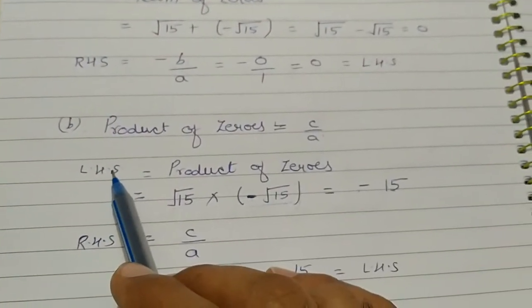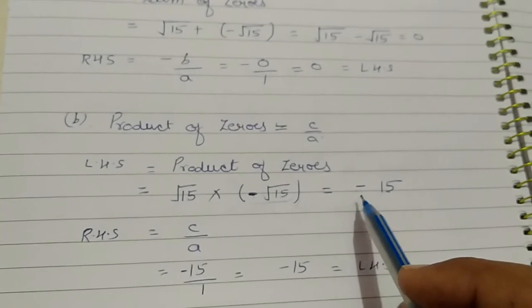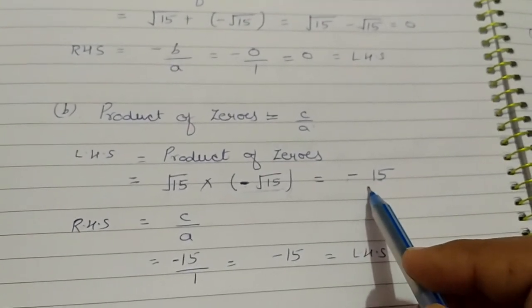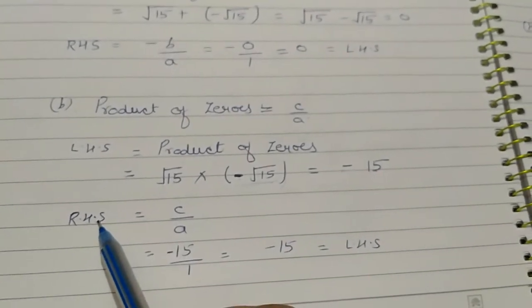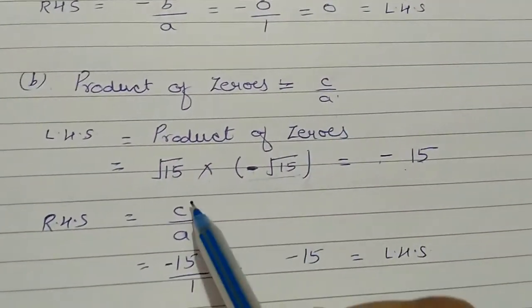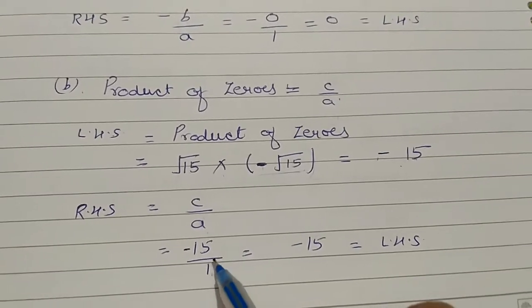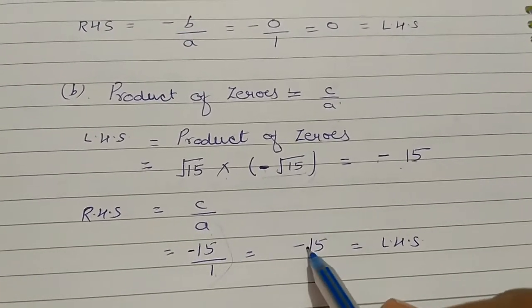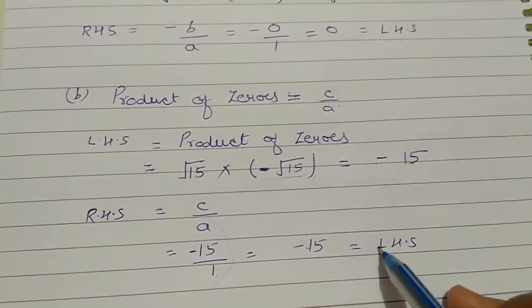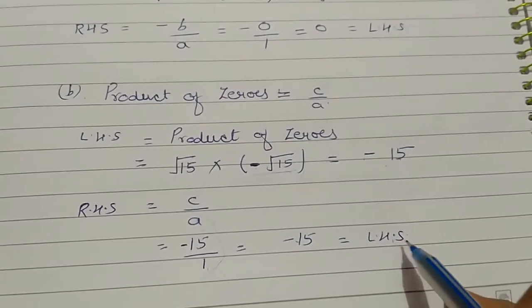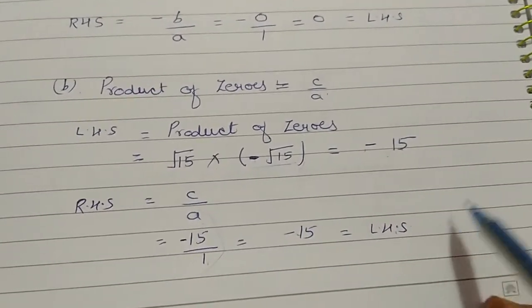So the left hand side is minus 15. What about the right hand side? Here the right hand side is c by a, and the value of c is minus 15 and the value of a is 1. On simplification of this term we get minus 15, which is also equal to the left hand side. So our second relation is also verified.